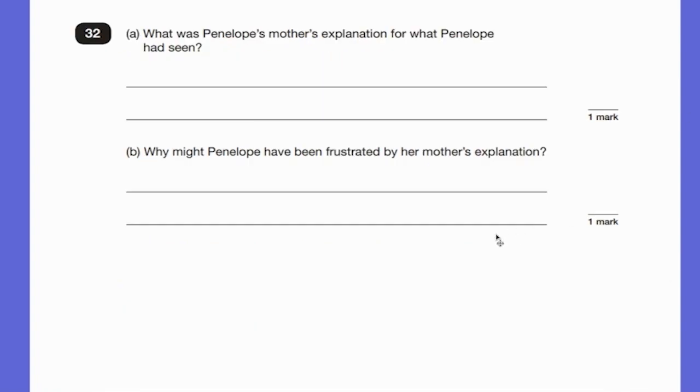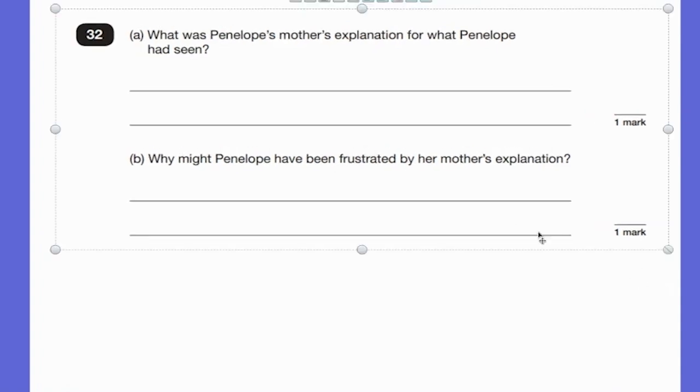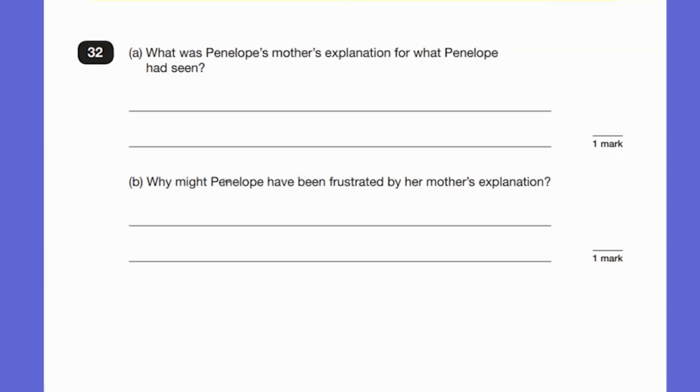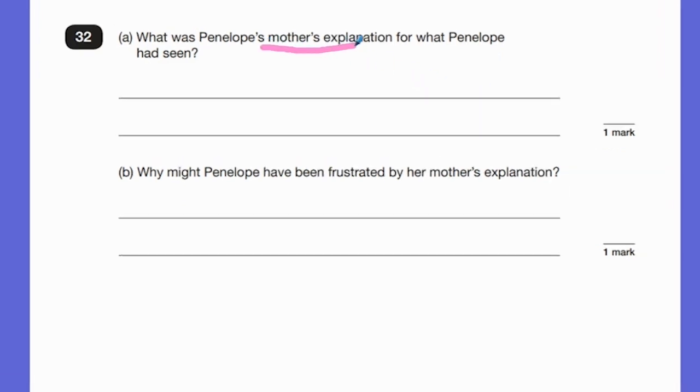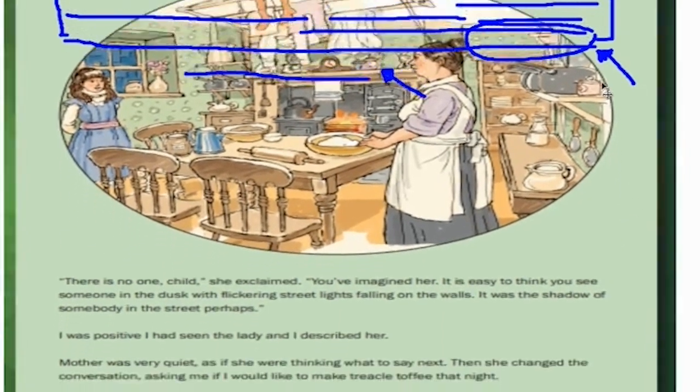Question 32. What was Penelope's mother's explanation for what Penelope had seen? Okay, so this is getting us to think about, again, inference. Why might Penelope have been frustrated by her mother's explanation? So let's try to answer both of these questions by looking at the same part of the text. So what was her mother's explanation? What was her mother's reason for this lady being seen? And the second one is why might Penelope have been frustrated with her mother's explanation? Okay, let's go back to the text and see if we can find the answer. So for this bit, we're looking at the bottom of the text, okay?